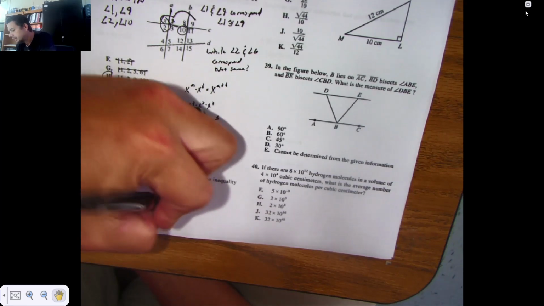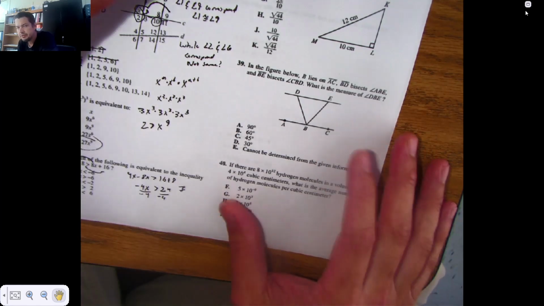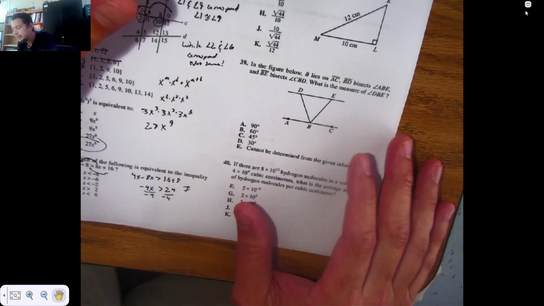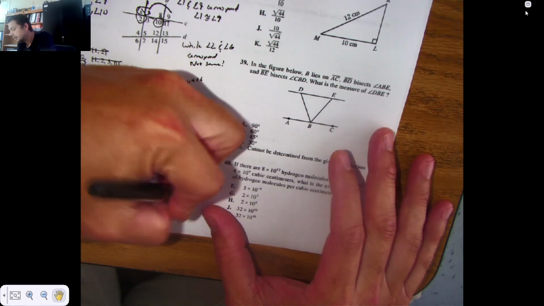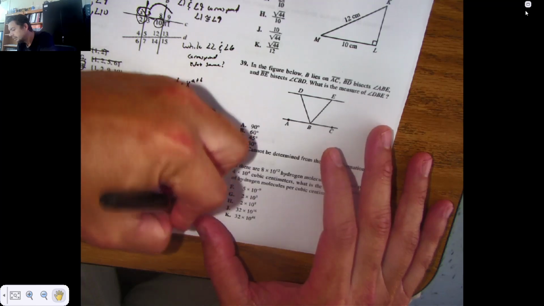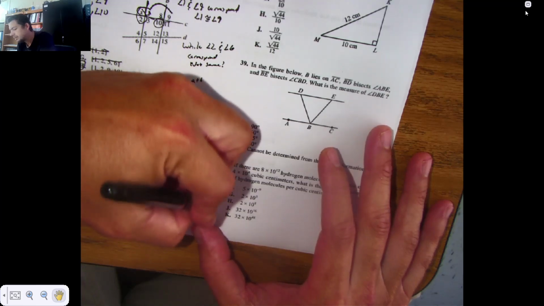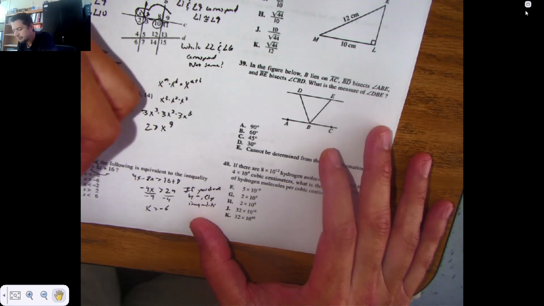And I am about to divide by a negative. I've noticed that most of you guys are not doing this properly. But if you divide by a negative, you flip the inequality. It's just how it's done. So x is greater than negative 6. Choice G.